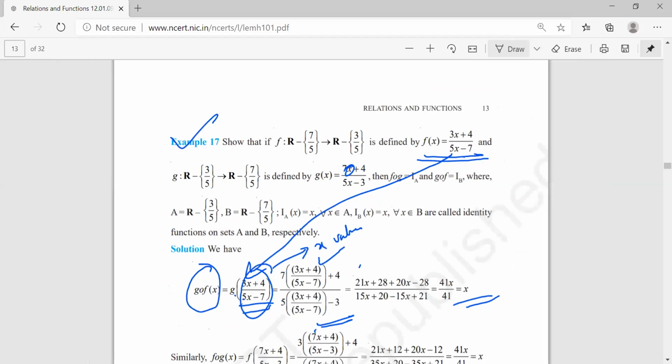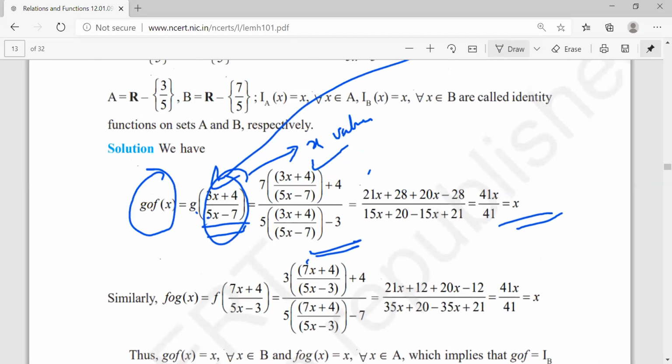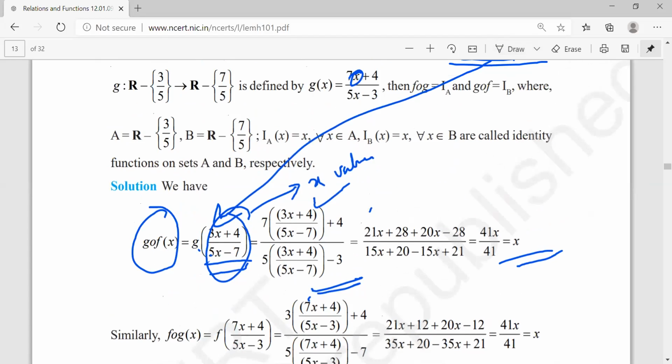Similarly, f of g of x. In f of g of x, what is my g of x value? 7x plus 4 by 5x minus 3. This is my g of x value, right? This is f of g of x.